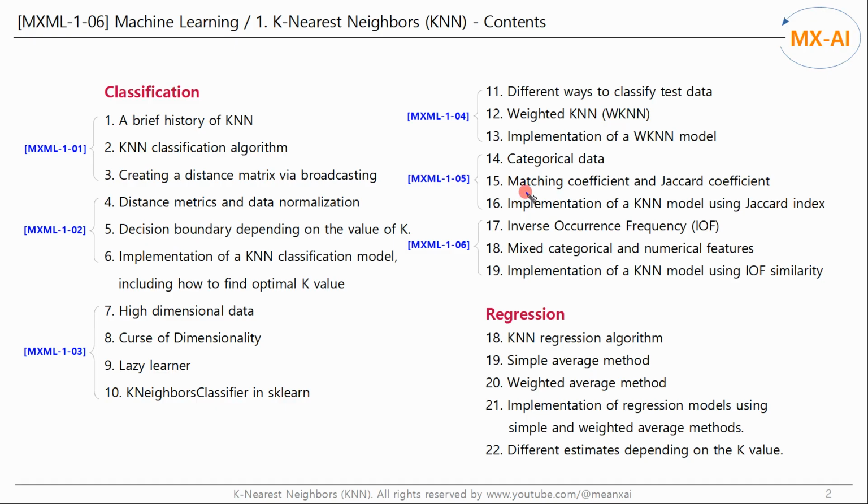In the last video, we looked at the matching coefficient for handling categorical data, and also looked at the Jaccard coefficient, which is an improvement on the matching coefficient. In this video, we'll look at a more improved way to measure the similarity or distance called inverse occurrence frequency, IOF. We will also look at how to handle data that is a mix of categorical and numerical data. Finally, let's implement a KNN classification model using the IOF similarity.